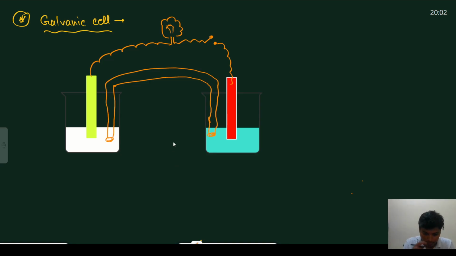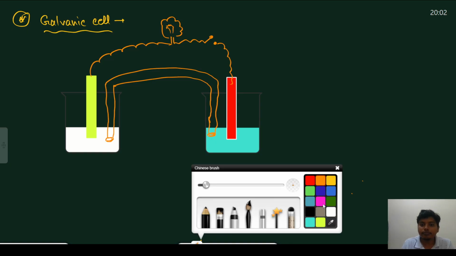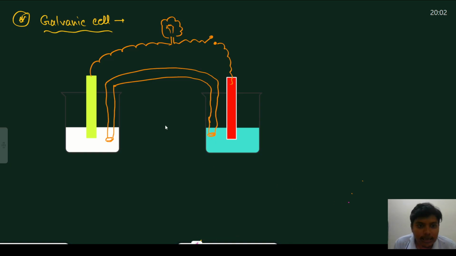Now listen one by one. First understand what a galvanic cell is. In this whole setup, what is this? This is ZnSO4 solution. This is an electrolyte solution, ZnSO4. ZnSO4 means inside there is Zn2+ and SO4 2-. Yes or no?